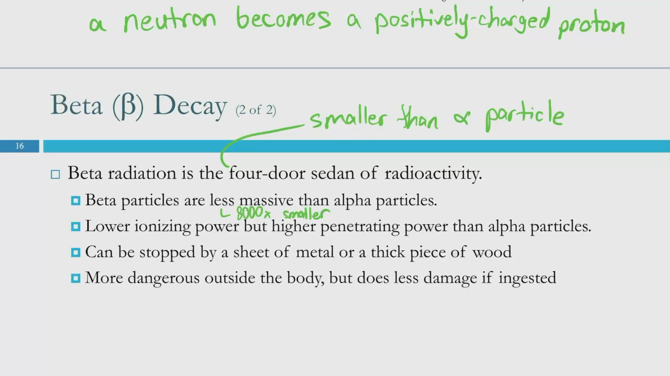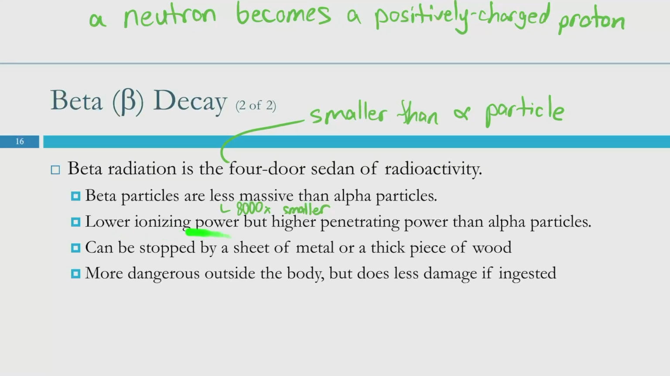If you had the choice of being hit by a semi-truck or a sedan at the same speed, I'm going to pick a sedan. That's one of those situations you hope you never get into, but if you had to choose, pick the smaller vehicle because it's less likely to kill you. So it's going to have lower ionizing power. It doesn't hurt as much when it crashes.